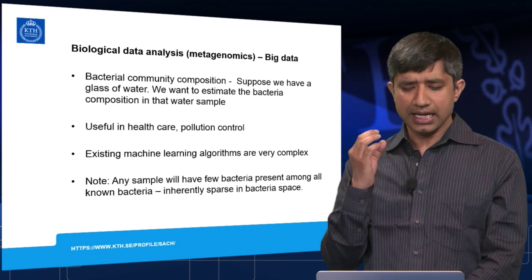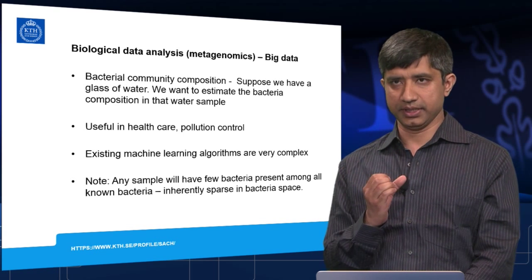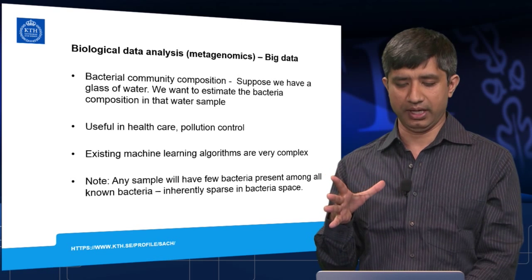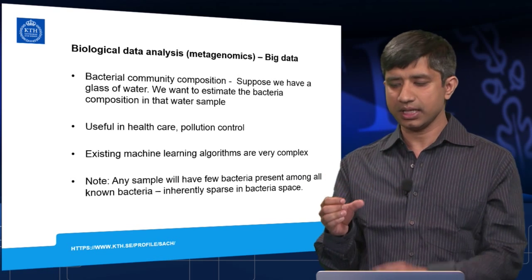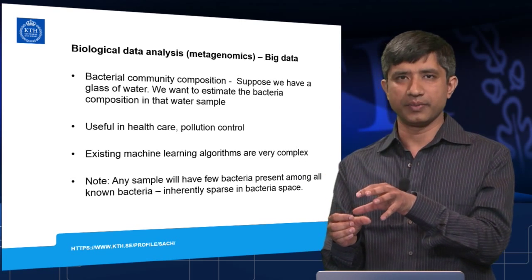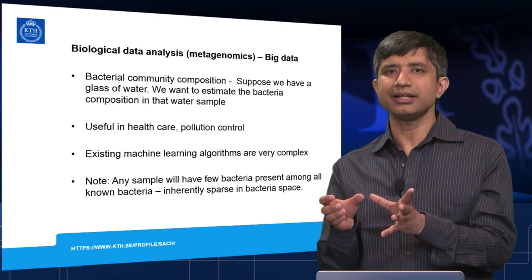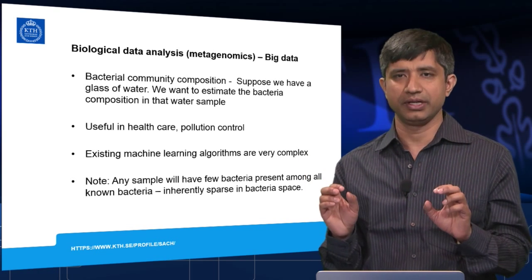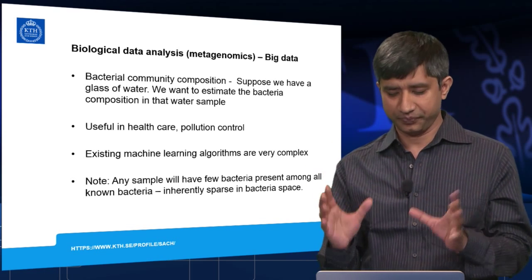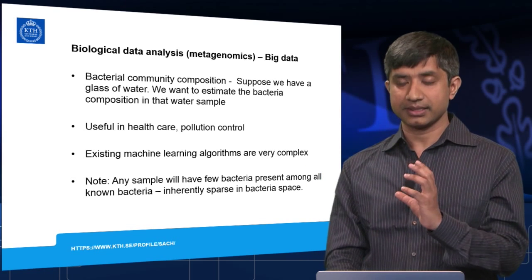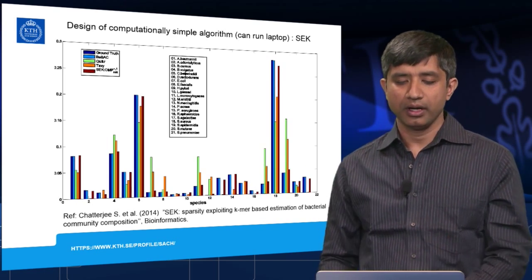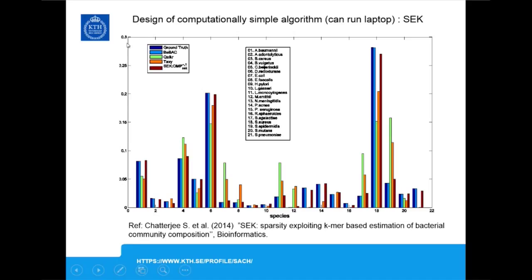Note that any sample will have few bacteria present among all the known bacteria. So, in any arbitrary sample we take, there are few bacteria present. That means this is inherently sparse in a so-called bacteria space. We can exploit this sparsity in this framework, and this is an algorithm we designed and published in a bioinformatics journal paper, and here is the performance.